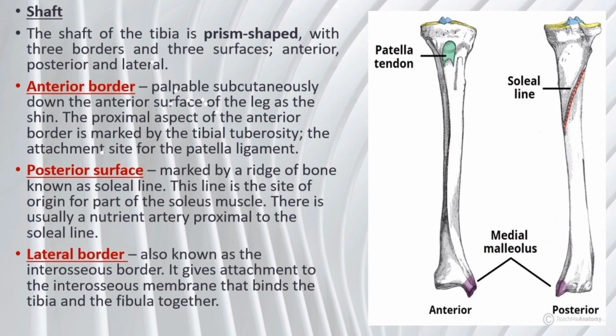Posterior surface: marked by a ridge of bone known as the soleal line. This line is the site of origin for part of the soleus muscle, and extends inferomedially, eventually blending with the medial border of the tibia. There is usually a nutrient artery proximal to the soleal line. Lateral border, also known as the interosseous border. It gives attachment to the interosseous membrane that binds the tibia and the fibula together.